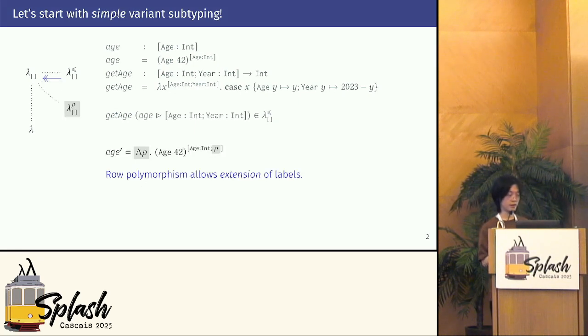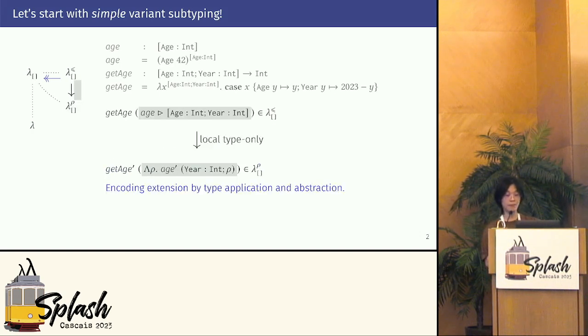Yes. And another direction of extending the lambda calculus with variants is to add row polymorphism, which also somehow allows us to extend the variant type. So here we have the variable row, which abstracts over other labels, and we can instantiate the variable row to the label year to add the label year to the variant type of this variant, so we can simulate the upcast. This works well. This gives us a local type-only encoding of the upcast.